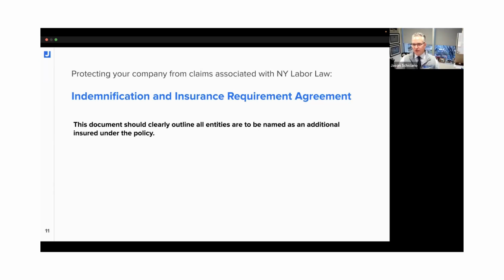Yeah, basically the indemnification and insurance requirement agreement is specifically designed to trigger coverage for the additional insured in the event of a claim.